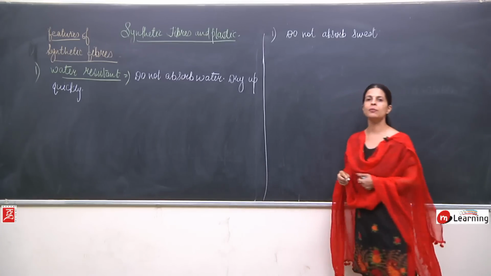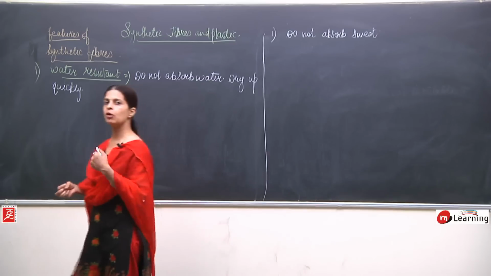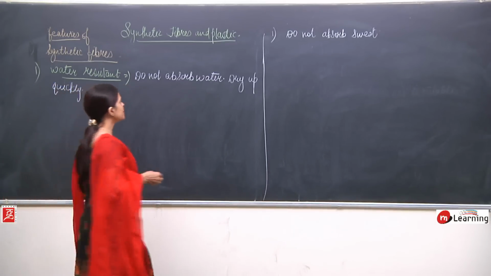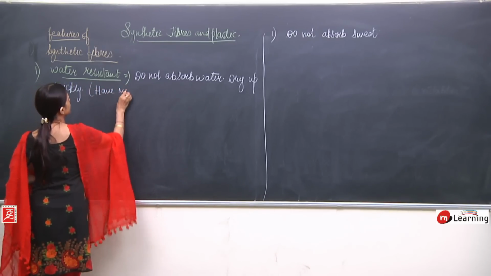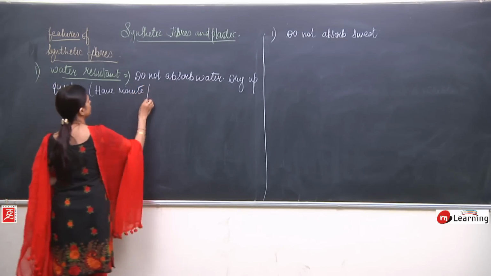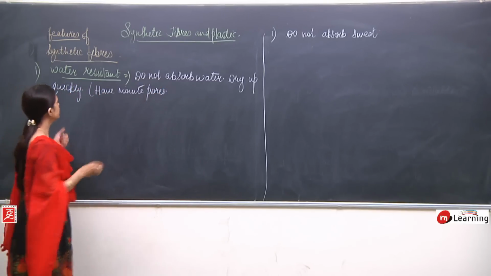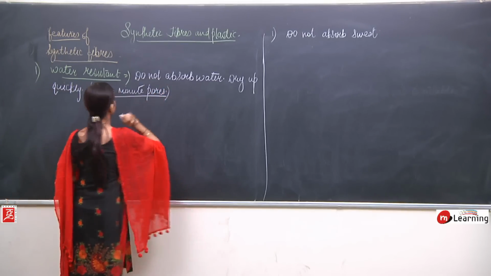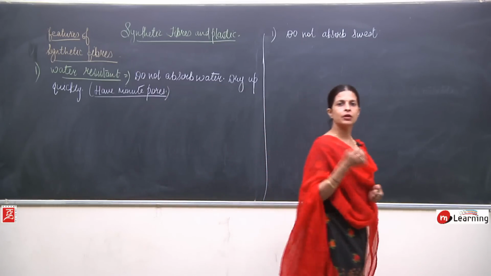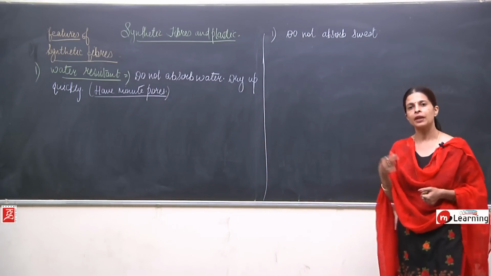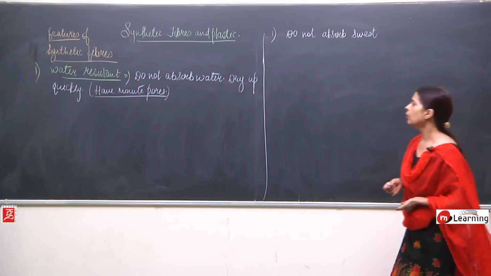It does not absorb sweat. Now, why is this happening? Why are they not absorbing water? Why are they not absorbing sweat? Because the pores in them are minute. They have minute pores. That is the reason the water or the sweat cannot be absorbed. Whereas if you compare cotton, the pores are bigger, and that is the reason the sweat or the water can be absorbed properly.